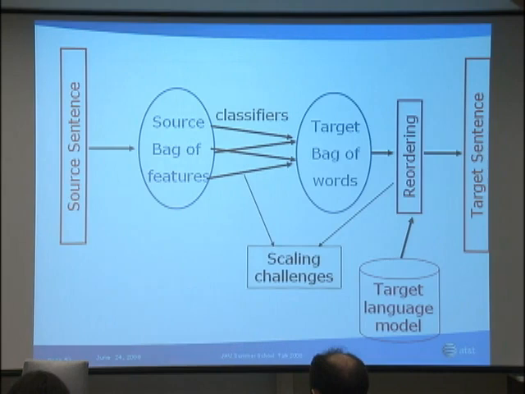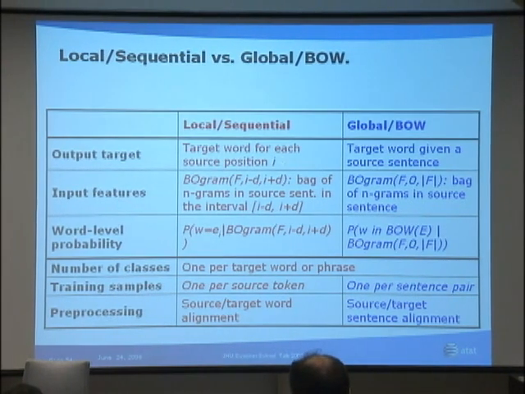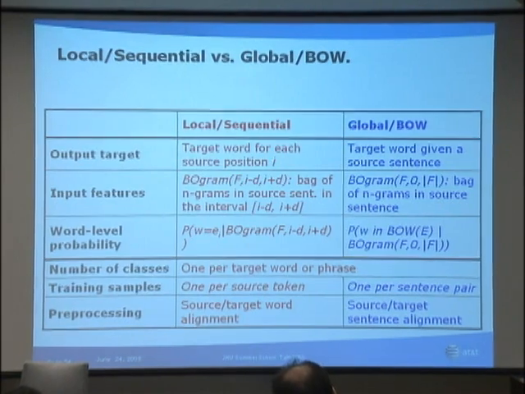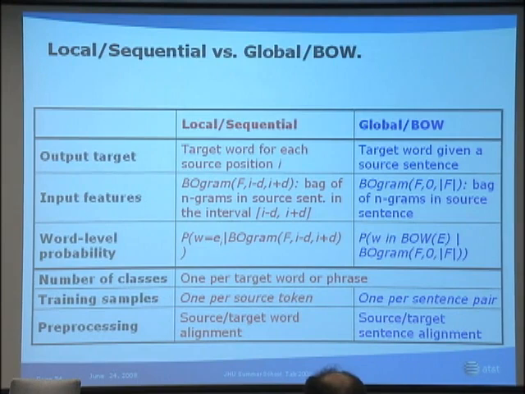Let me recap here. In the local sequence model, where you have the word and its associated position from the target side, it looks like this. For each target word, for each position i, you have a classifier. So instead of a Japanese vocabulary number of classifiers, for each position you have a very small set of classifiers. Whereas in the bag of words model, you have as many classifiers as there are words in Japanese in the corpus that you have.